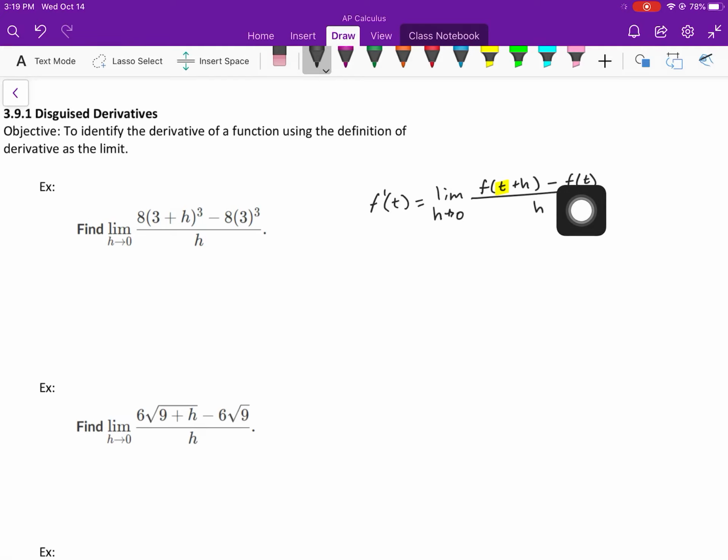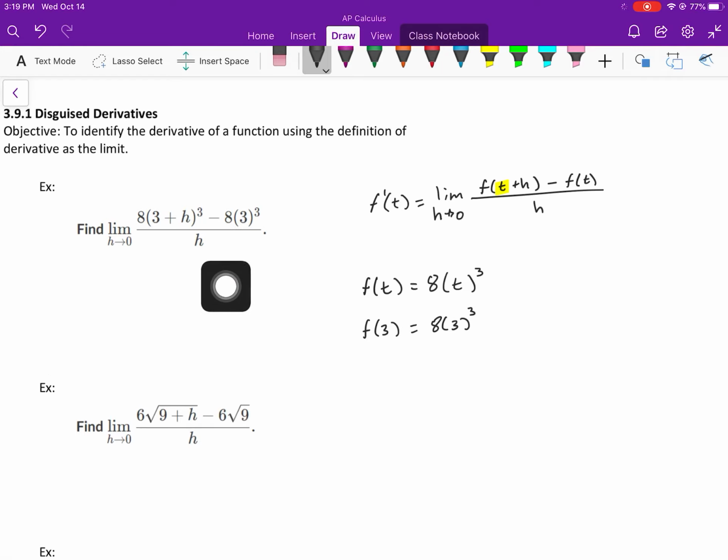Now what do you think f of x is? What do you think f of t is? Well, I'm going to guess that f of t would be this 8 times t cubed. Think about that. That would make sense, right? And if t was 3, then f of 3 would be 8 times 3 cubed, which we determined that t is 3, right? So we're probably finding the derivative of 8x cubed, or 8t cubed, same idea.